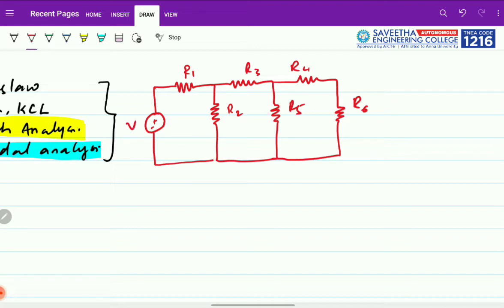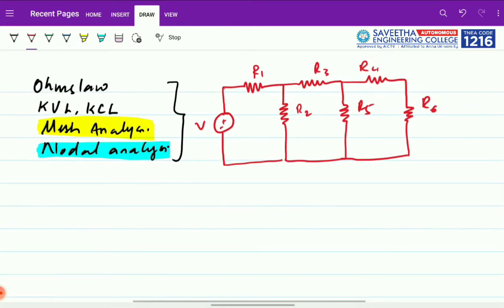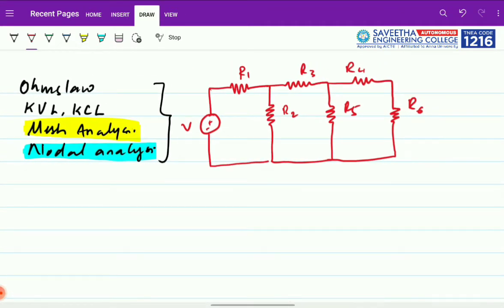with an input. They are asking you to find the current through any resistor or voltage across any resistor. You can go by any of these laws. Either you can use directly only Ohm's law or Kirchhoff's laws, or you can use mesh analysis or nodal analysis, any one of those. But the selection of which method I am going to use is more important, so that I will end up with the right answer very soon.